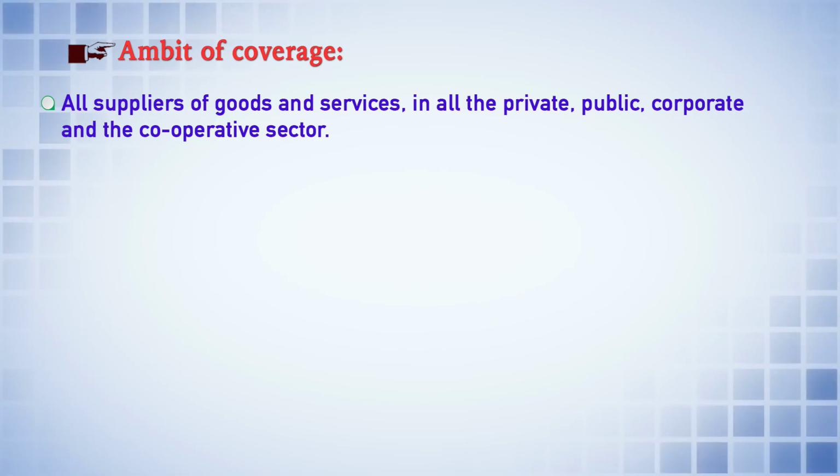Then the ambit of the coverage: all suppliers of goods and services in all the private, public, corporate and cooperative sectors are covered. Only there are some exemptions. If the goods are sold or the services provided are not at the market rate, or not at an adequate price as per the market rate, then perhaps we may not have that remedy from the concerned government bodies.